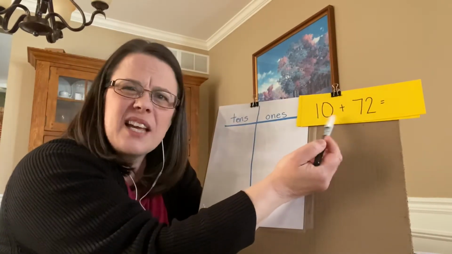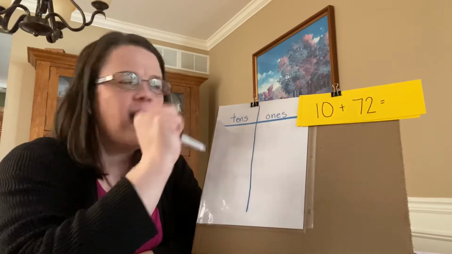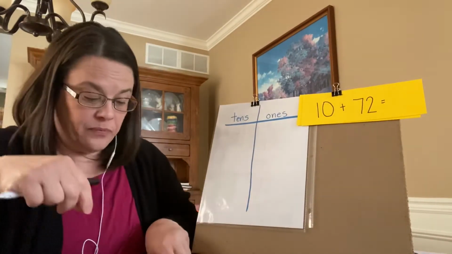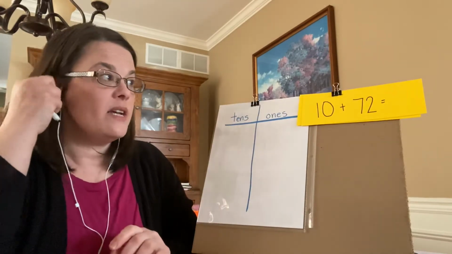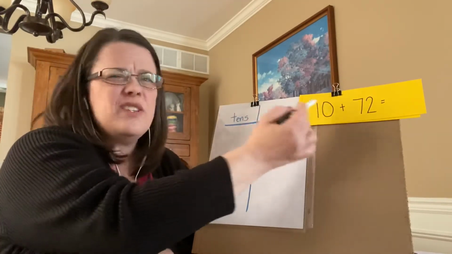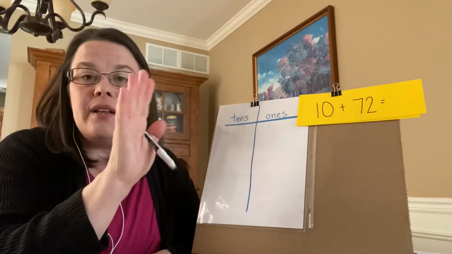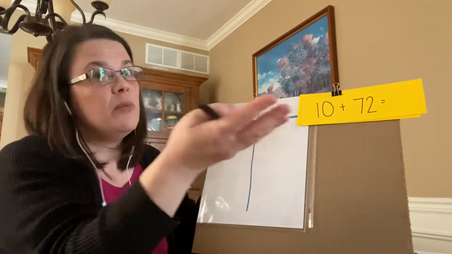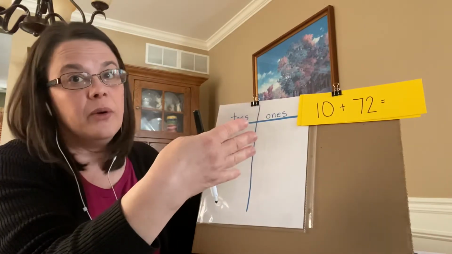But I'm going to tell you, I don't think it's a good idea to start with the 10. I would start with the 72. I would start with the number that has a digit besides 0 in the ones place. Always use the 10 as the number you're adding on. Start with 72. Even though it's not the first number, we know addition you can do in any order.